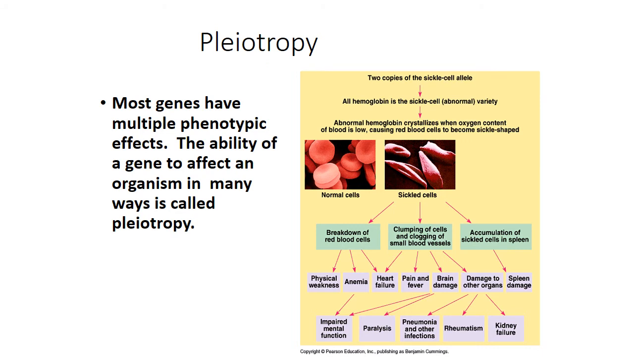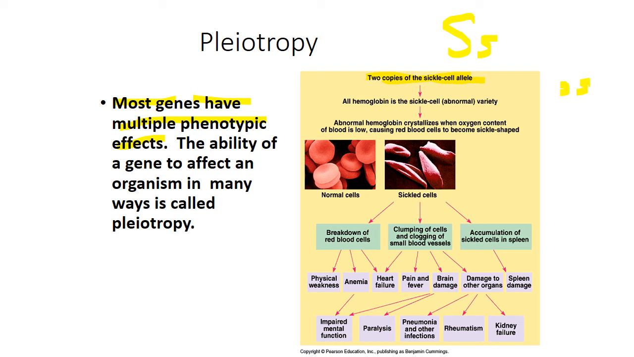Pleiotropy. This means that most genes have multiple phenotypic effects. So this means the ability of a gene to affect an organism in many ways. Here we have sickle cell anemia, and it is a Mendelian genetic trait. So you have to have both little s alleles to get it. If you're big S, little s, you're heterozygous, which means you still have normal cells.